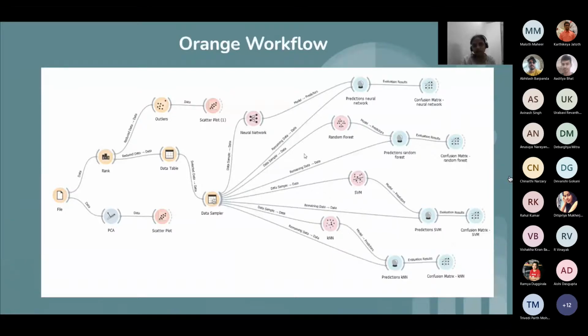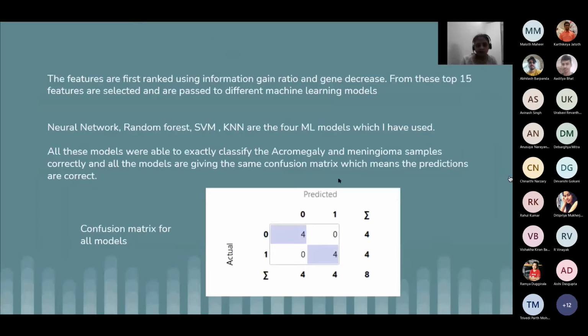After that, I have tested. After that, I have predicted the test samples using the model predictors of each model. And then I have taken the confusion matrix. For my data, all the confusion matrices have given the same result, which means that the predictions are correct.